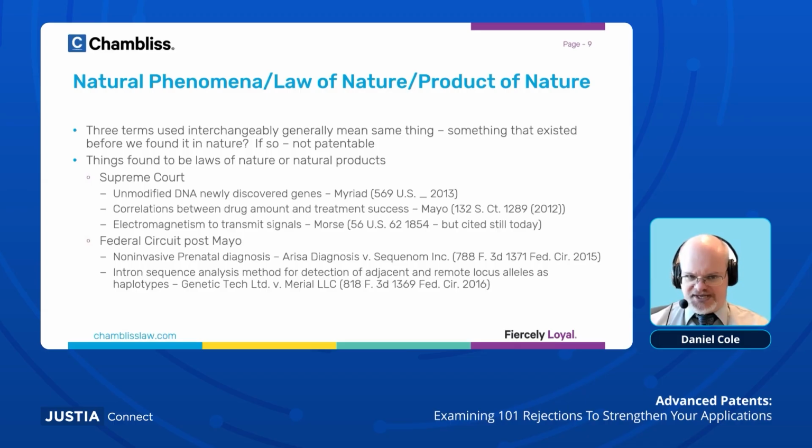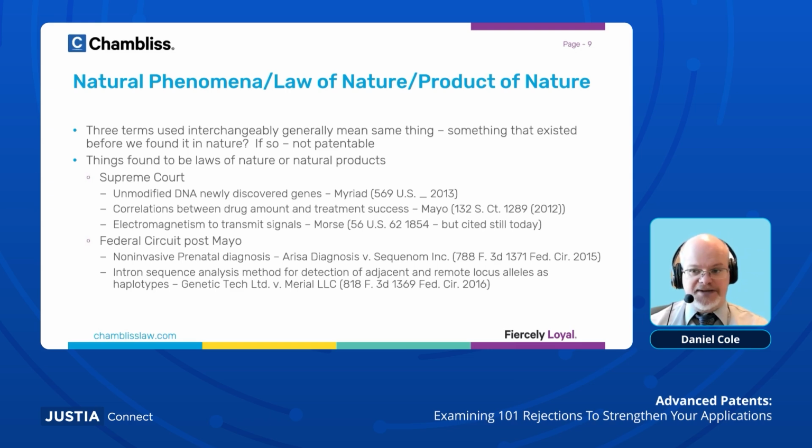So, examples of things that have been found to be laws of nature or natural products. The Supreme Court found that unmodified DNA, newly discovered genes in the Myriad case, which kind of started a lot of the stuff here that led to the most recent 101 push. Correlations between drug amount and treatment success, Mayo. A pair of cases, Mayo and Myriad. You've probably heard about the Mayo-Myriad two-step. Those were the two cases that kind of pushed off this new 101 emphasis.